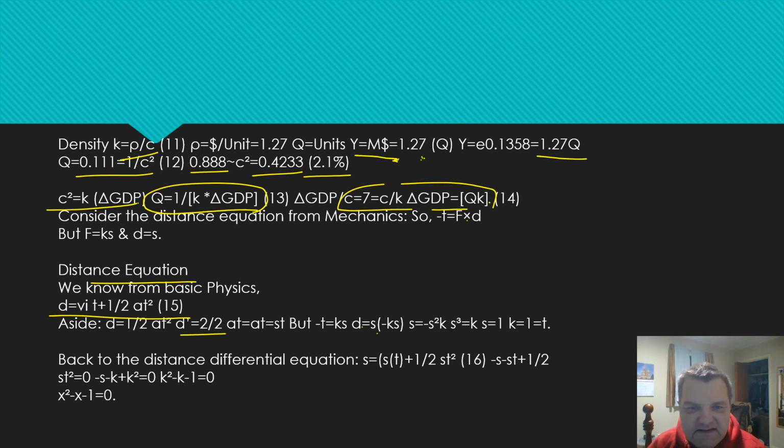S is equal to S squared K times S cubed. K is equal to 1, which is equal to T. Back to the distance differential equation, S is equal to VIT plus 1/2 AT squared is equal to SC plus 1/2 ST squared, plus 1/2 ST squared, because S and S is equal to V equals A.